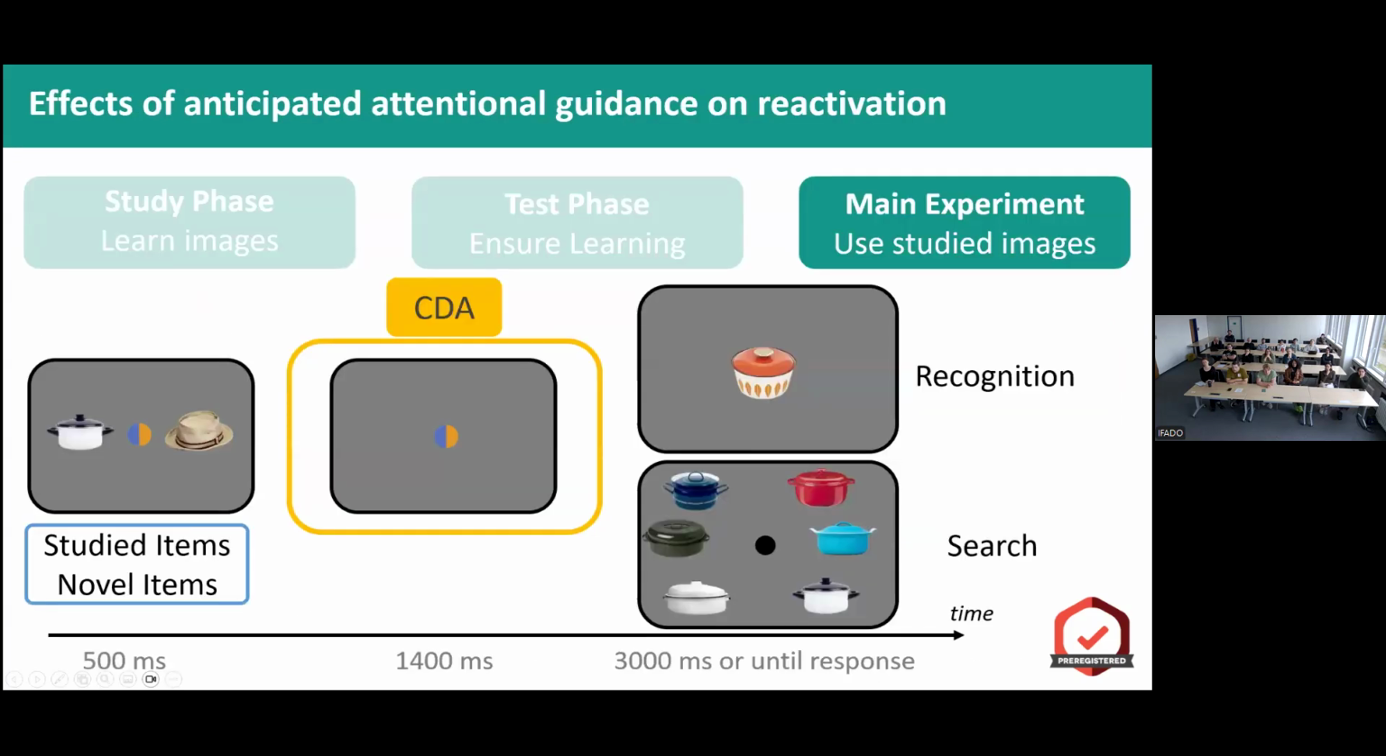But here we had not only studied items, but also novel items. So for example, participants could also see some object they have never studied before. And that constitutes a baseline condition for us where people have to rely on working memory. They have no other choice because it's a completely new object.